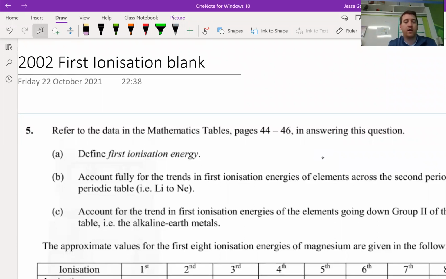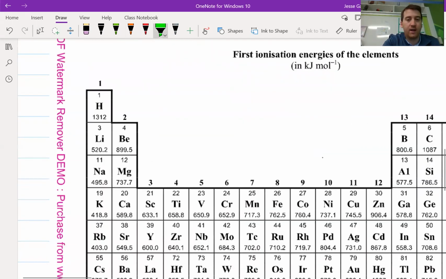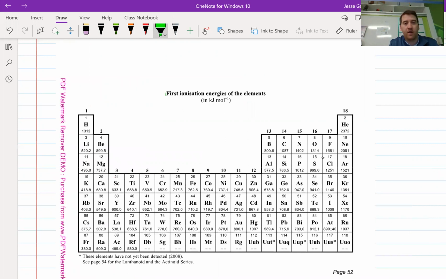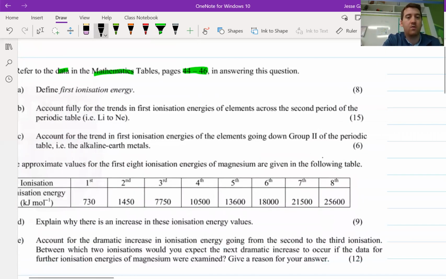It says in the beginning to refer to the data in the maths tables on pages 44 to 46. You may have your maths tables there. If you do, you can open them up. If not, I have it printed out here. This is what it should look like. It's a periodic table and it has first ionization energies written at the top. Here is each element and its atomic number, the same as on a known periodic table. But on the bottom, instead of the mass number, you have the first ionization energy for each different element. That's the first thing. Right, let's jump into the question.